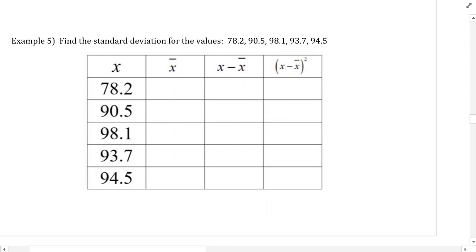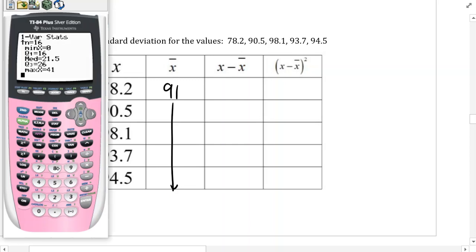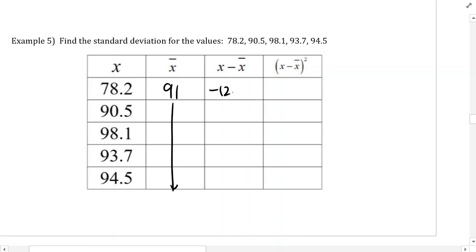All right, so we have, I guess, maybe some test scores or something here, and we want to find the standard deviation. So first thing I need to do is find the mean of these test scores. I'm going to add them all up and divide by 5 to get a mean of 91. So the mean is the same all the way through. So then in this spot we have 78.2 minus 91, and that is negative 12.8.